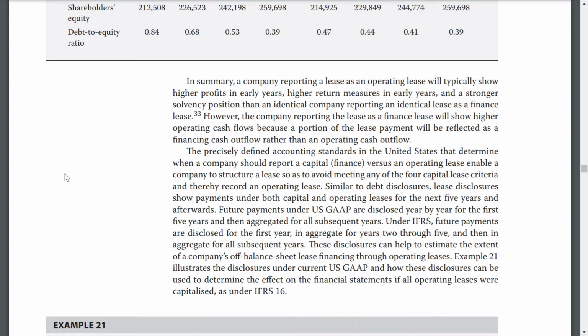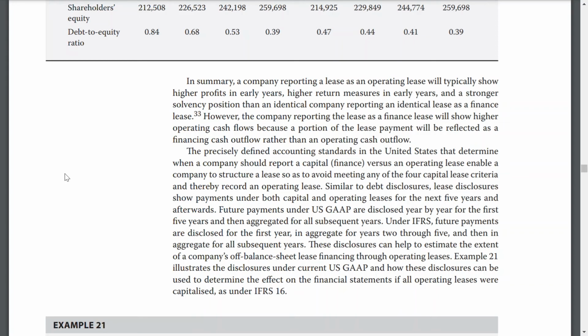Similar to debt disclosures, lease disclosures show payments under both capital and operating leases for the next 5 years and afterwards. Future payments under US GAAP are disclosed year by year for the first 5 years and then in aggregate for all subsequent years. Under IFRS, future payments are disclosed for the first year, in aggregate for years 2 through 5, and then in aggregate for all subsequent years.